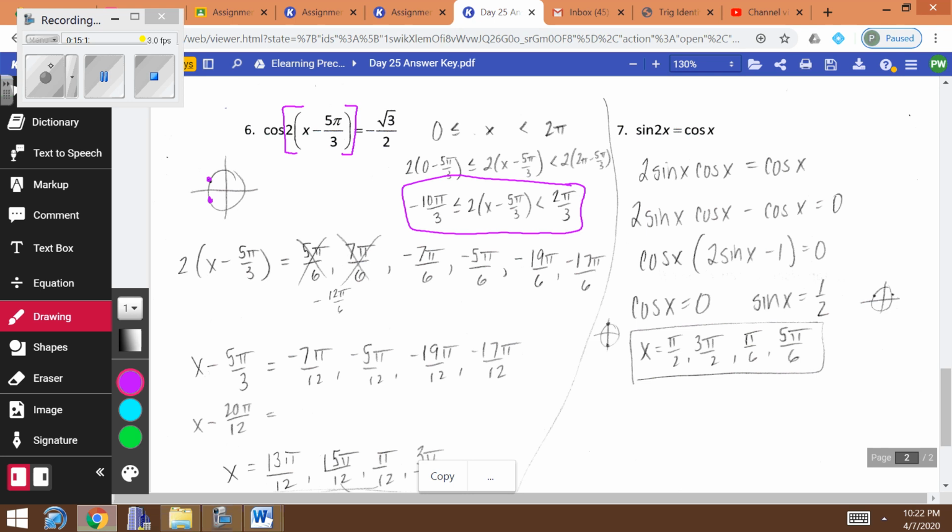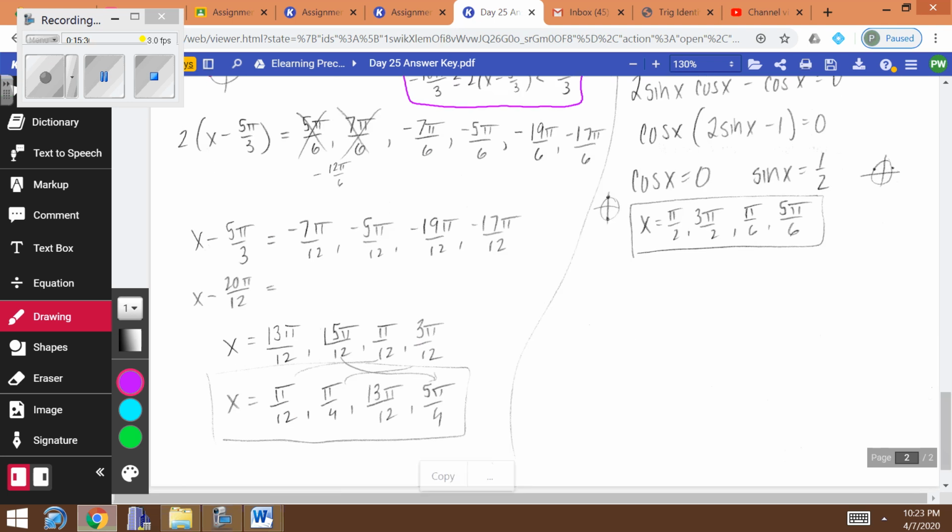If we keep going here, if I subtract it again, that gives us negative 19 pi over 6 and negative 17 pi over 6. Again, double check that they fit in here. This would be negative 3 and 1/3 right here, pi. And then right here, this one fits, that would be negative 2 and 5/6. So all of those fit. So we've got 4 answers here.